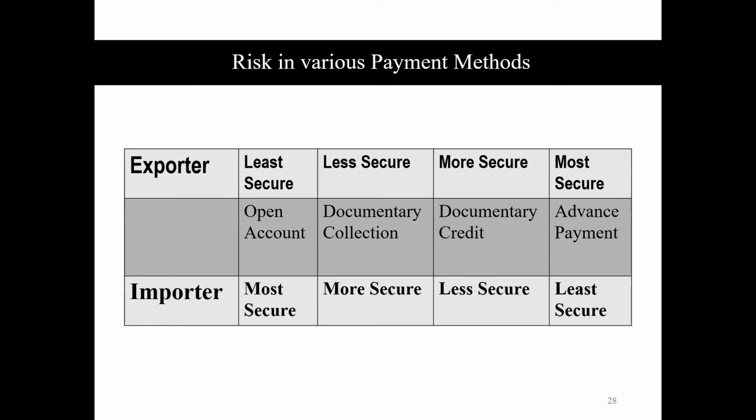In this table, one can compare risk for the exporter and importer in all the payment methods discussed so far. For an exporter, payment risk decreases as we move from open account to documentary collection to documentary credit and to advance payment. Whereas for an importer, payment risk increases if we move in the same order.